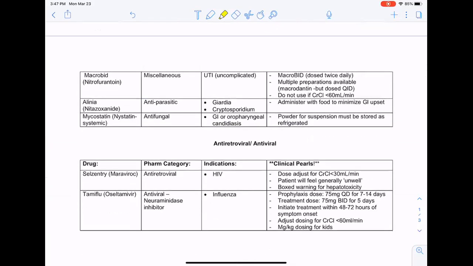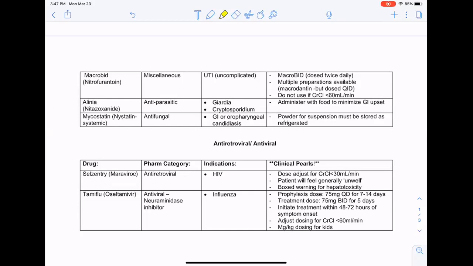All right. Next one here is Macrobid, which is nitrofurantoin, however you want to pronounce it. This is a miscellaneous antibiotic, and it's used mostly for uncomplicated UTIs.